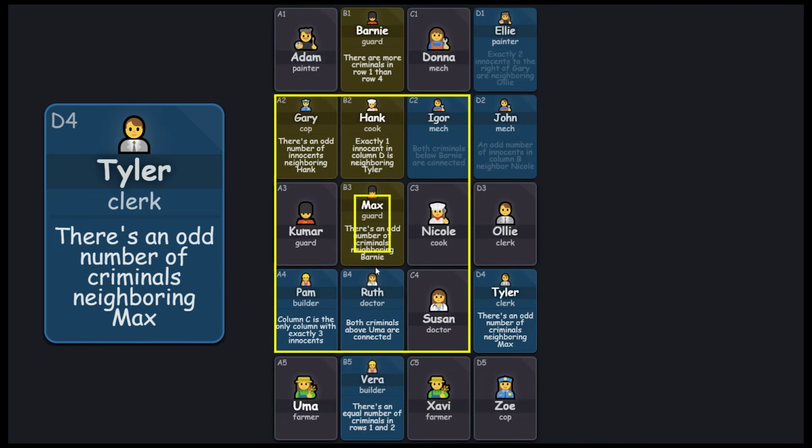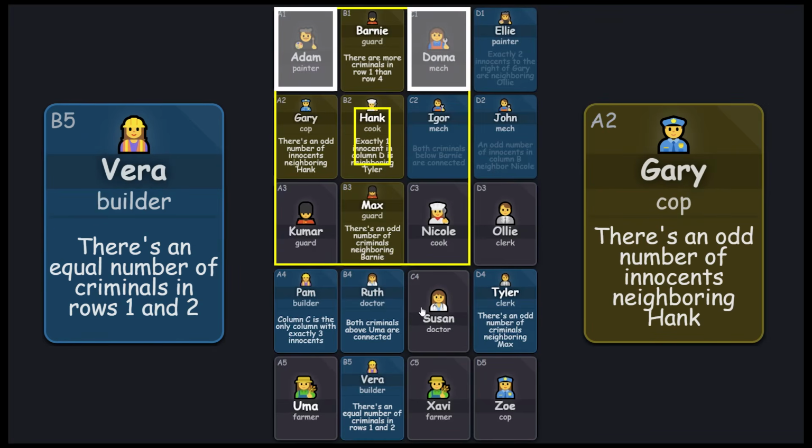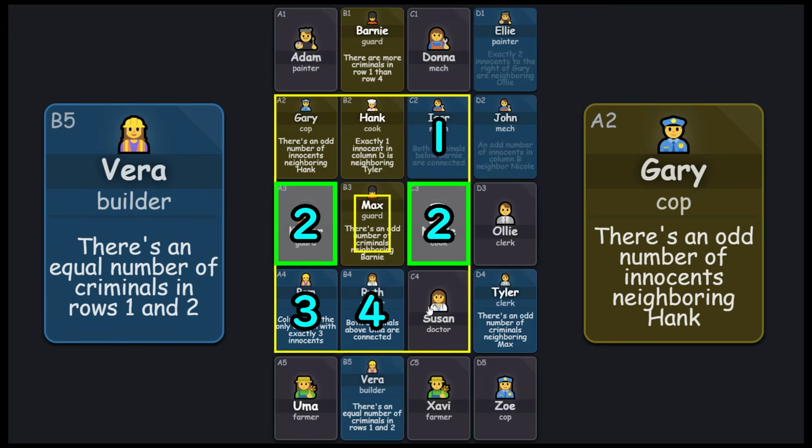There's an odd number of criminals neighboring Max. Remember that Hank has an odd number of innocent neighbors, and we know either Adam or Donna is innocent. So the third innocent neighbor must be either Kumar or Nicole. And that's 4 innocents neighboring Max. Therefore, we can mark Susan as innocent.